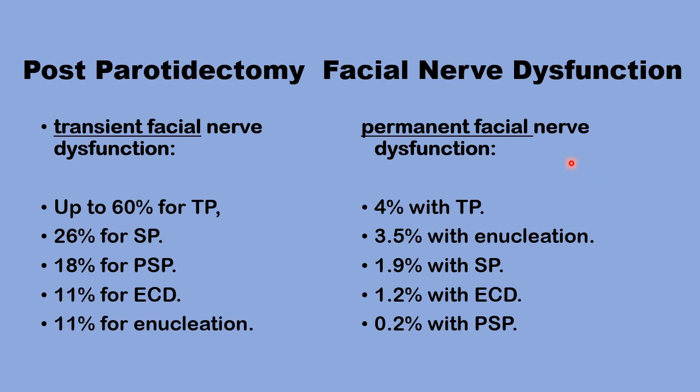The much more serious permanent facial nerve dysfunction would affect about 4% of patients who had total parotidectomy, a bit less for the simple enucleation. Although this is just a simple enucleation, you could inadvertently damage the nerve, and in that case the injury is more likely to be permanent than transient. It would be less for superficial parotidectomy, or just less than 2%, and a bit less for extracapsular dissection, and much less for partial superficial parotidectomy.